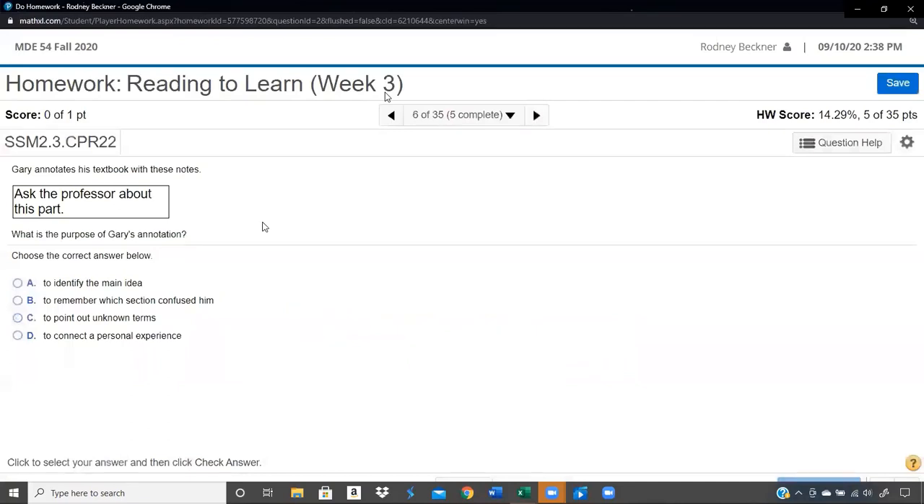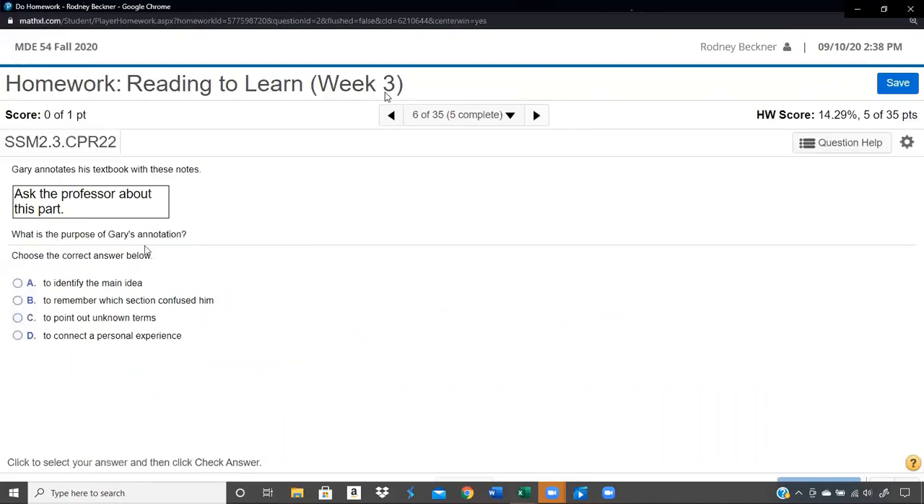Gary annotates his textbook with these notes. Ask the professor about this part. I tell you what, that is a great thing to do right there. Put some, I don't know what he was talking about that day, 5 minutes into the lecture, write a little note, email Mr. Beckner about this, or a text response in the chat, something like that. But if I don't have time to get to you, then you email.